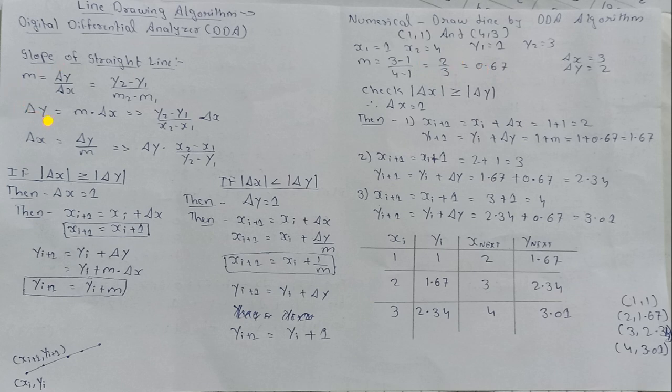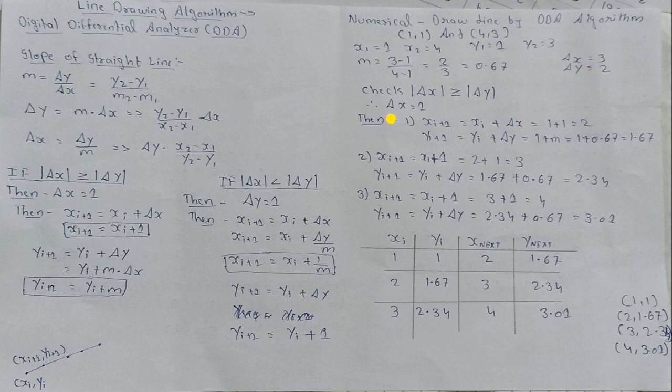Now what is delta y and delta x? We have to find this also. So m equals delta y divided by delta x. Here delta x equals 3 and delta y equals 2.